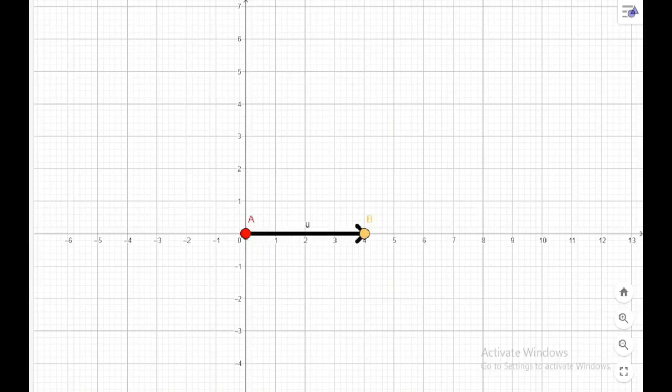We choose another point and name it point C, with coordinates 0 and 5. Draw the vector arrow from point A to point C, name it vector V. These vectors are perpendicular to each other. The angle between vectors U and V is 90 degrees. Vectors interact with one another.